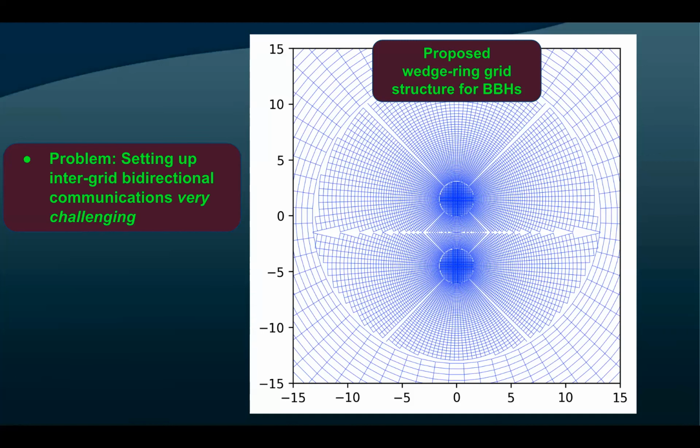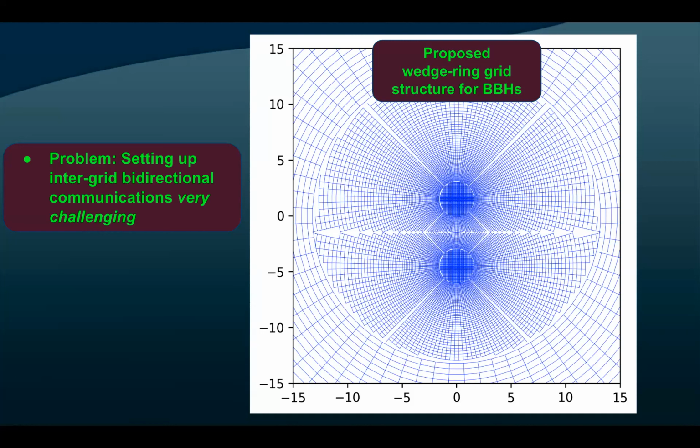Great. So this is an actual grid structure that I propose. I'm not showing any of the overlaps between the grids just to make it easier on the eyes to interpret this. But this is a proposed wedge ring grid structure for binary black holes. You can see Cartesian grid there in the middle. You kind of see vertical and horizontal lines. You see the wedges, the rings.